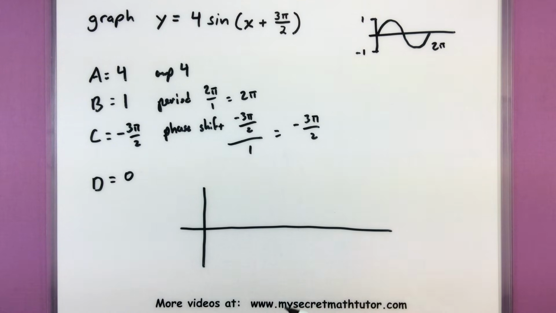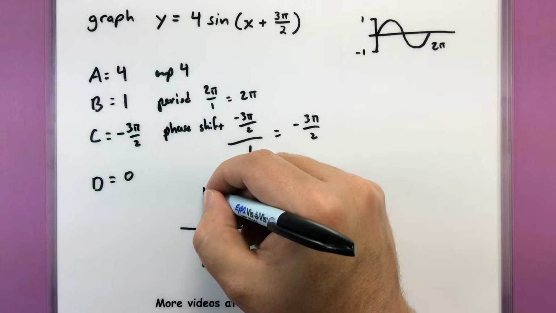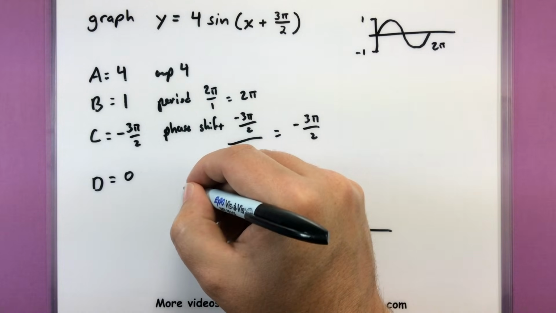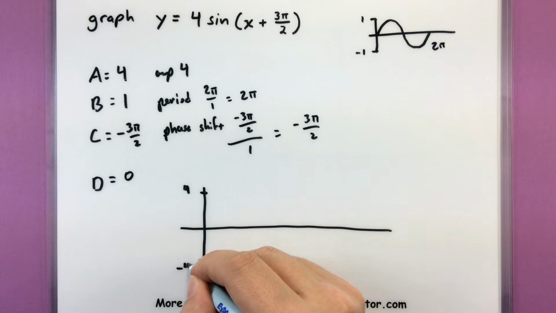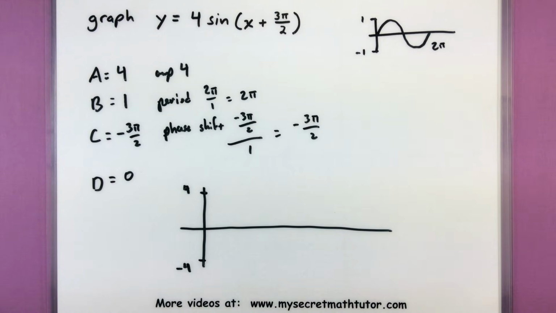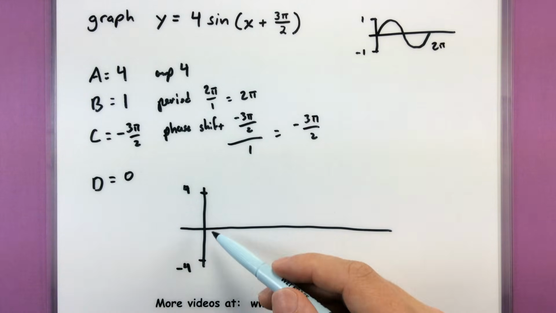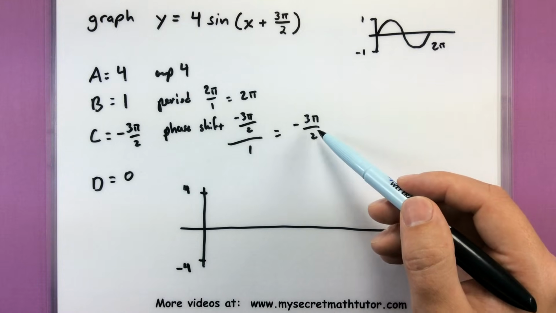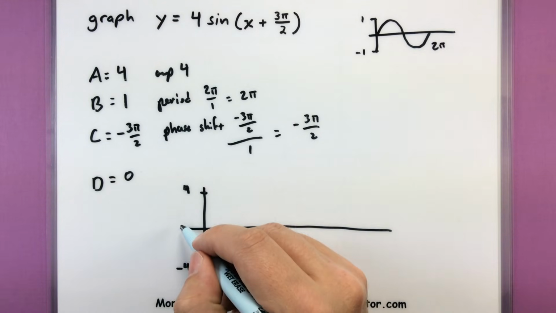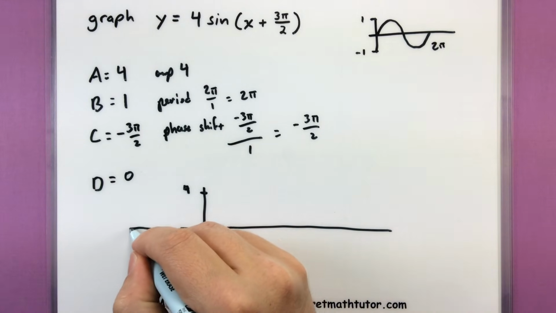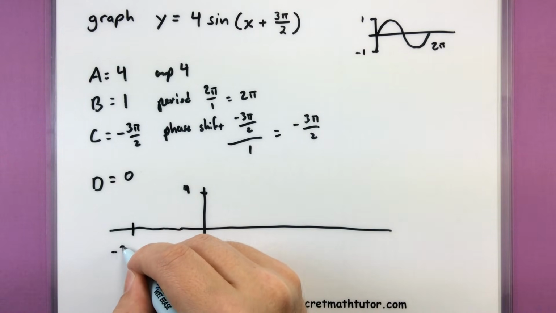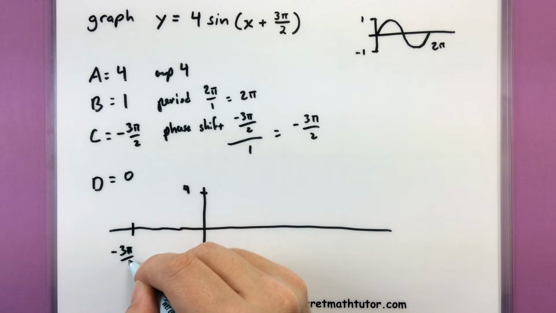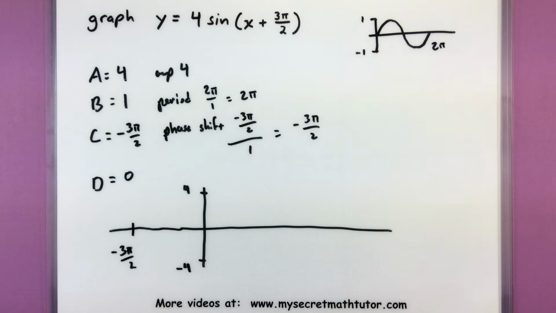Let's see, on to the amplitude. Amplitude is 4, so we'd mark that out as like the little maximum peak and the little minimum peak for our sine. We know that this will cycle through in exactly 2 pi, but we're going to start it back a little ways. We're going to start it back here at negative 3 pi over 2. So that's where it actually starts.